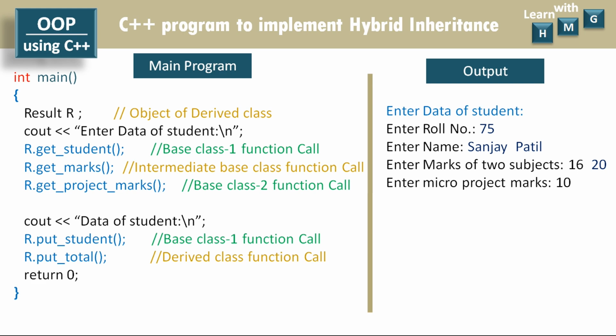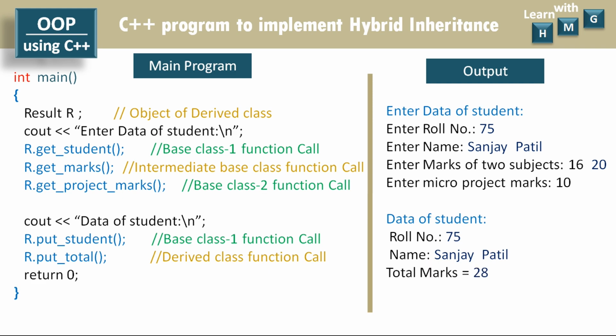The test marks are out of 20 and micro project marks are out of 10, and now the average of 16 plus 20 will be calculated, that is 16 plus 20, that is 36, divided by 2, that comes to 18, and that 18 will be added to 10 and it will come to 28. So the data of student will be displayed like this: roll number 75, name Sanjay Patil, and total marks 28. So like this we will get the total marks from marks 1, marks 2 and marks 3.